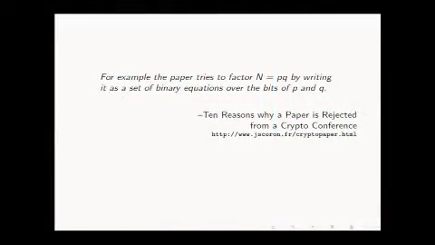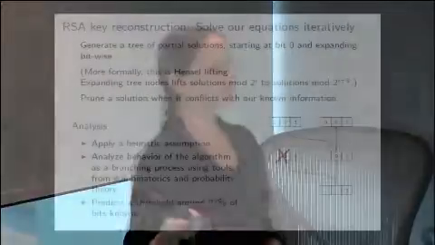Well, if you read on the internet, you go to the crypto website, and you say, how do I apply to the crypto conference? And it has some advice for authors. And the advice says, here's one of the links you might want to read, 10 reasons why a paper is rejected from a crypto conference. And one of the examples that they give is trying to factor some number by writing it as a set of binary equations over the bits of the factors. So we're going to do exactly that.